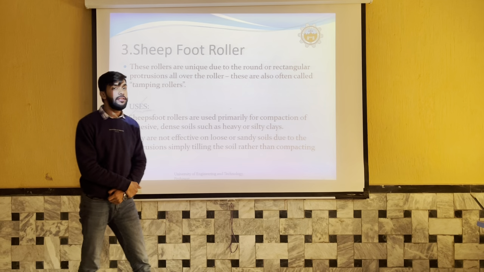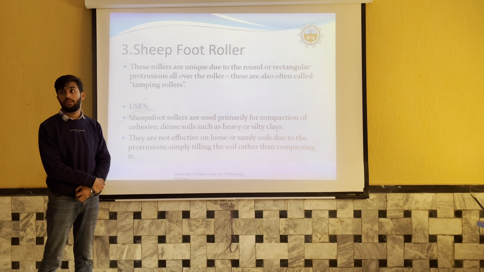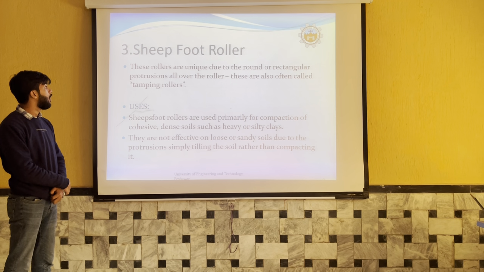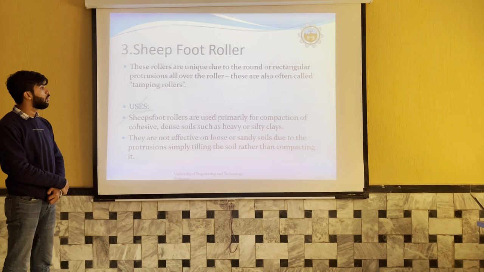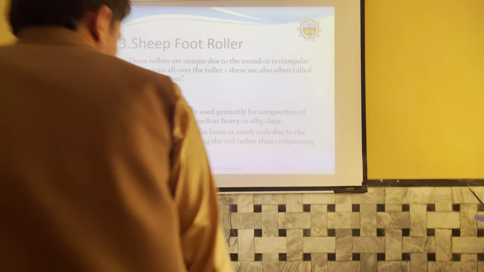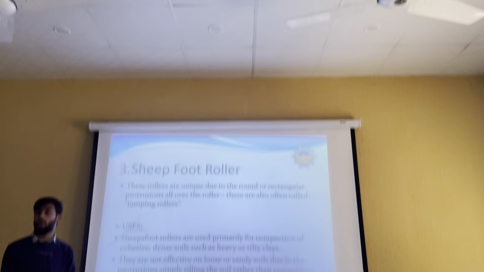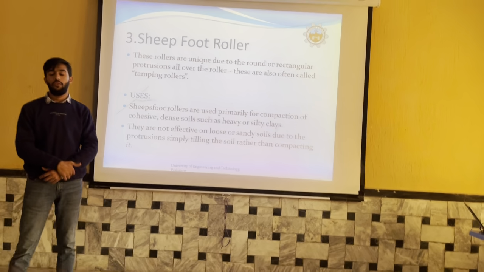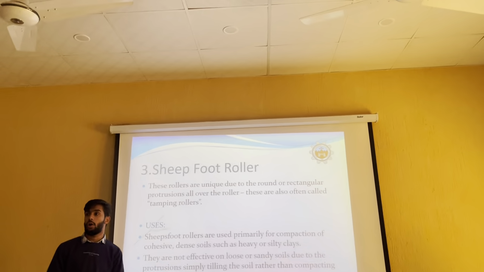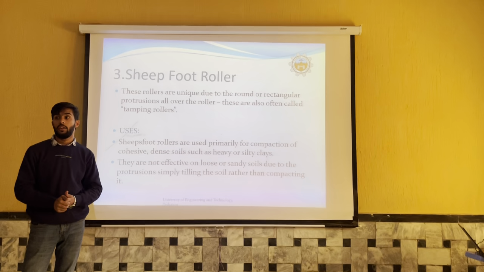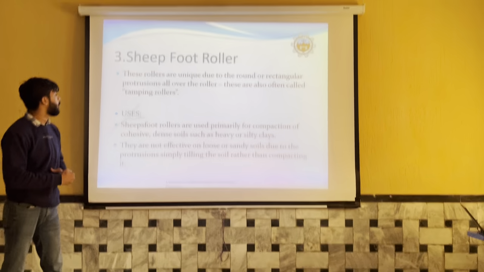As you told, today our topic is about rollers. There are different types of rollers and one of them is the sheep foot roller. These rollers are unique due to the round or rectangular projections all over the roller. These are also called stamping rollers. Why are they called stamping rollers? Because when we make a road, we also have to smoothen the surface of the soil, and for that we use this type of roller.